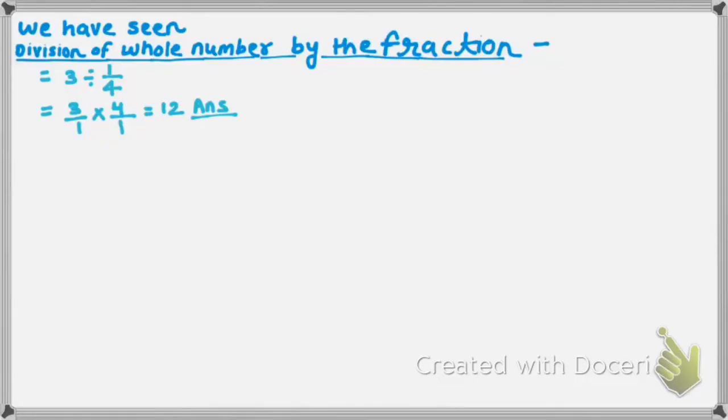Good morning, students. So in the previous video you have seen how to divide a whole number by a fraction. Suppose we have one question like 3 divided by 1 upon 4. First, we convert the whole number into a fraction and then we multiply. We change the division sign into a multiplication sign, and then we change 1 upon 4 into 4 upon 1. After that we reduce. Okay, here there is nothing to reduce, so we'll multiply 3 into 4, so our answer will become 12.